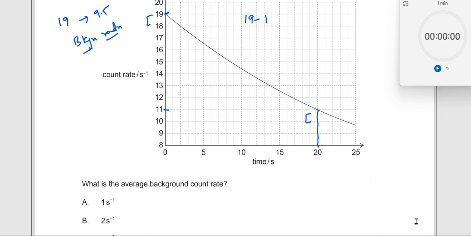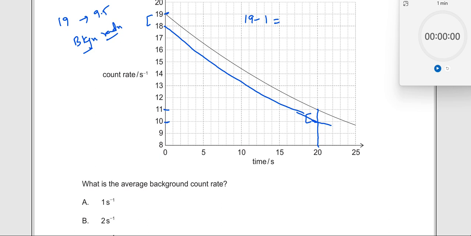As a result of this, in one half-life this should have become something like, where is it now? 19 minus 1 should be here. So it should be 10 here, your background. So the curve would look like this, touching this point over here, ignoring the background. As a result, it should be 10.